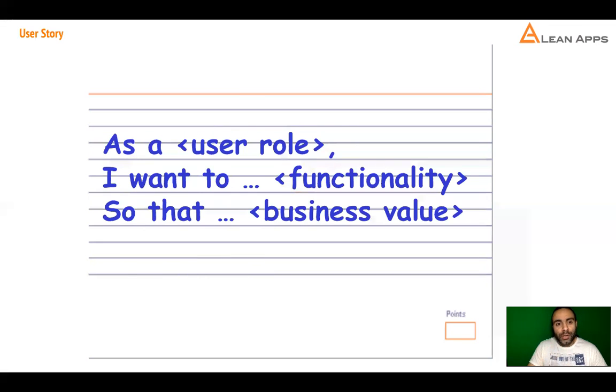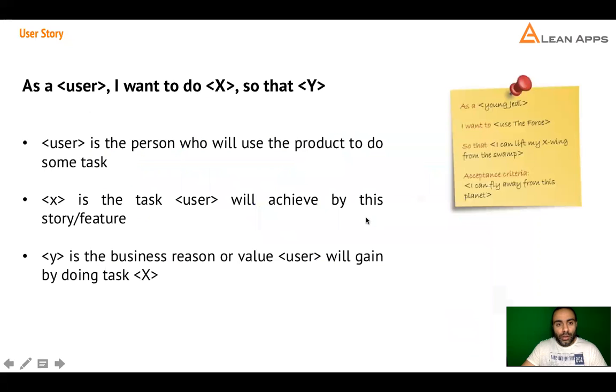So if you follow this statement: as a user role, so this is my user, and in my taxi example it could be a rider or a driver, depending on which product this user story belongs to. I want to achieve something, that's the functionality I want to develop, so that I can derive a business value out of it. So the business reason why we are doing this. In essence, it's telling me what we want to do with the functionality, for whom we are building this functionality, and why we are building this functionality. So it explains the same thing.